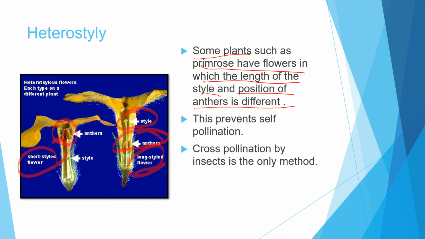So here we can say that the length of the style and the position of the anther is different. So it is called heterostyly. One type bears the stamens at higher levels and one type bears the stamens at a lower level. And this also prevents self-pollination and encourages cross-pollination. And cross-pollination by insects is the only method here, because the wind can't come and collect the pollen grains over here. So the insects can come here for the nectar, and the pollen will stick to their body.